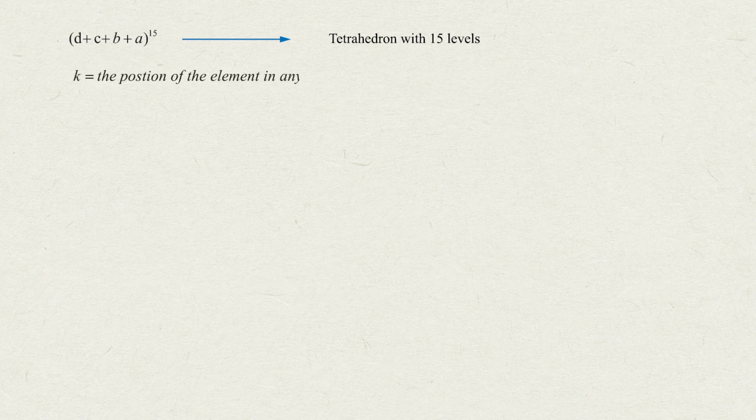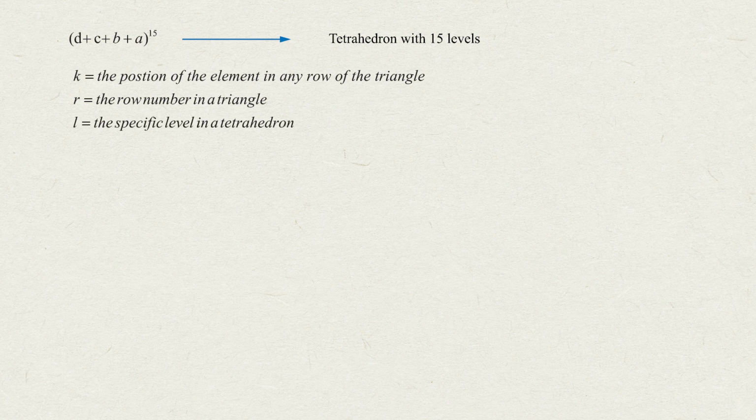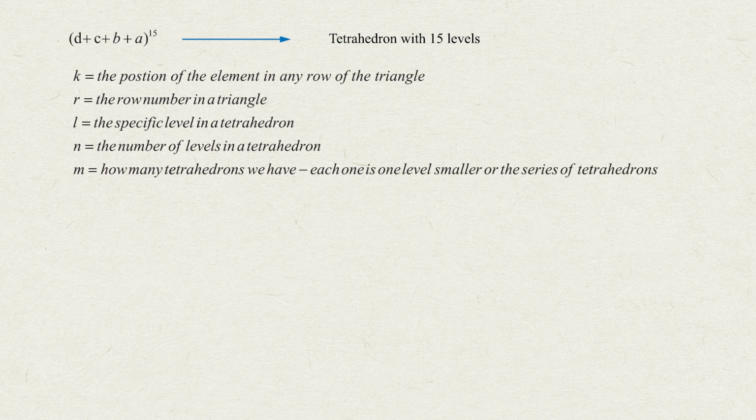Let's let k equal the position in any row of a triangle. We'll let r equal the row number in a triangle, l the specific level in any tetrahedron, n the number of levels in a tetrahedron, and m will represent how many tetrahedrons we have. Remember, each one in this case would be one level smaller, or that's where we had the series of tetrahedrons. Remember, for each one of these, we start counting with 0. First, as we know, we have the binomial theorem, which we developed in video 1. Notice here, r and k have the familiar geometric meaning in Pascal's triangle.